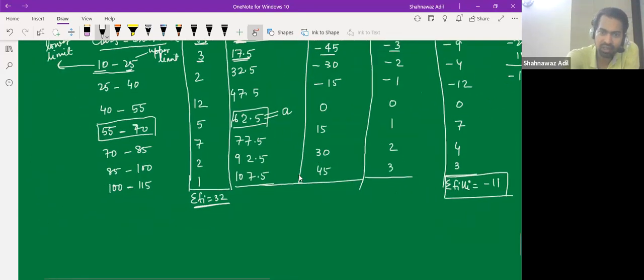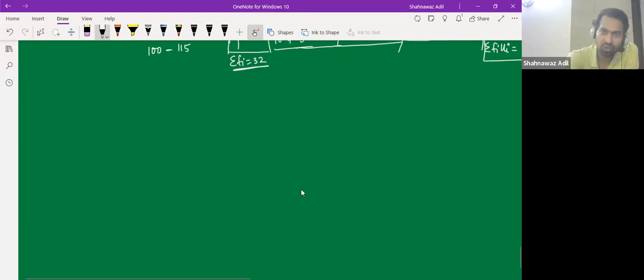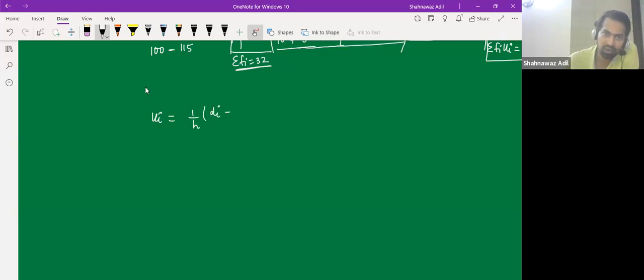Now let us find out what would be the mean. So what is the formula? You guys have to remember the formula, but I am just showing you what the formula would be. So we have Ui, which is 1 by h, h is constant, and then this is di, which is Xi minus A, right? So you have h into Ui, and this is Xi minus A.